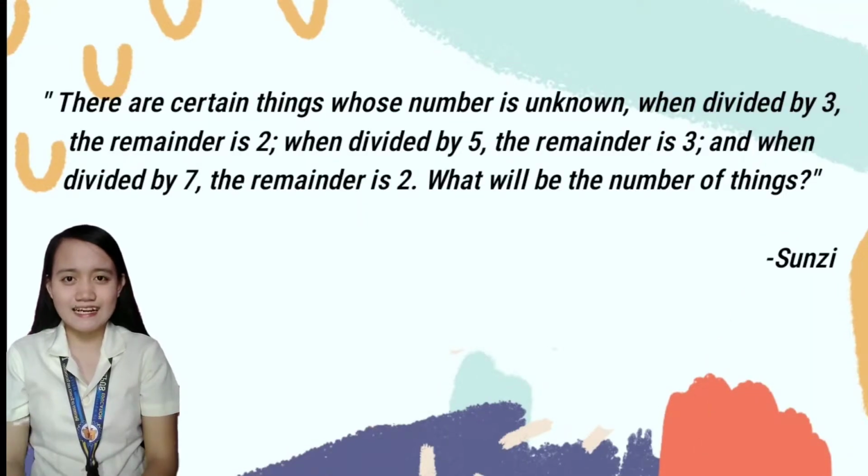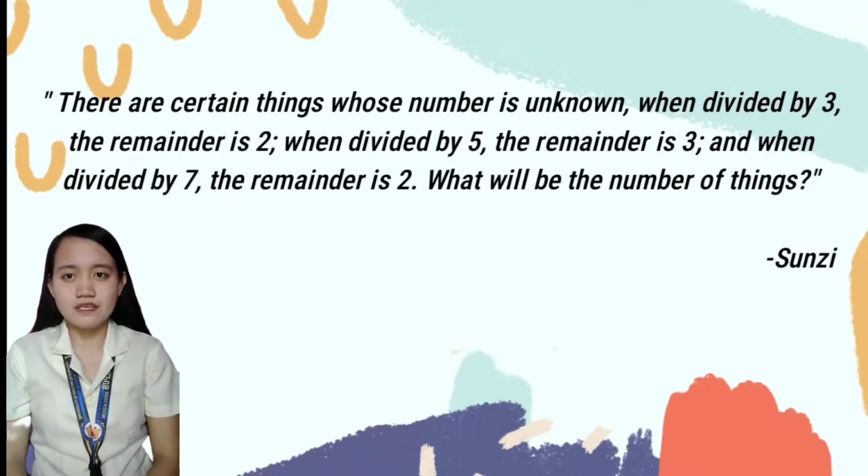But before we start, here's a quote according to Sun Tzu. There are certain things whose number is unknown. When divided by 3, the remainder is 2. When divided by 5, the remainder is 3. And when divided by 7, the remainder is 2. What will be the number of things?